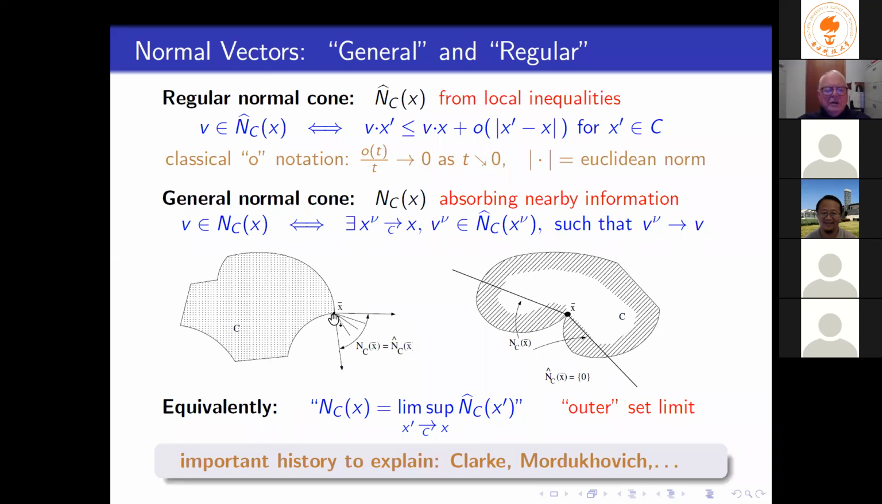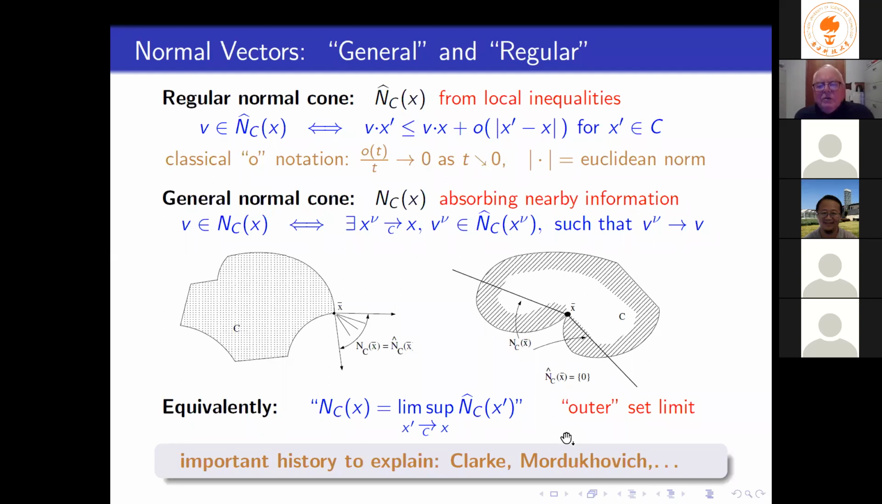So for example, this vector, you need an error term because of the curvature going in this way here. This vector will satisfy it with the error term. Anyway, that gives you what's called the regular normal cone. And then we get the general normal cone, which is obtained by absorbing nearby information, where we take limits. So we look at all the nearby points, all the normals there, and then all the things that we could get and take limits. And in set terms, this is what will be called an outer set limit, and it's given by this kind of lim sup. So for the tangent cones, we got a lim inf, and for this we have a lim sup.